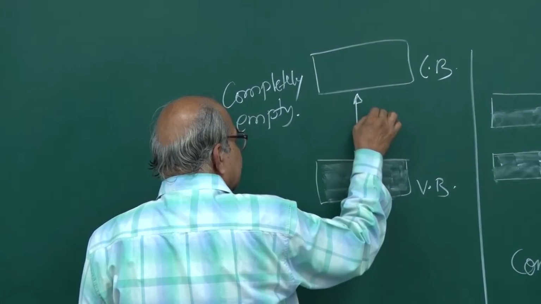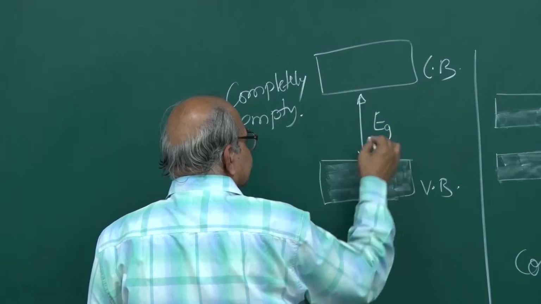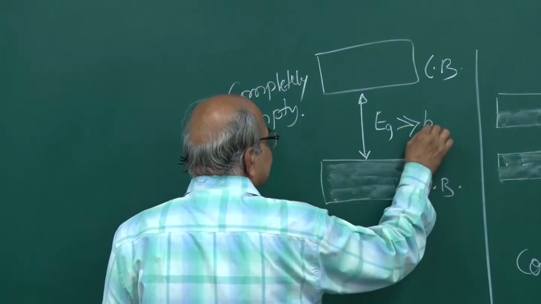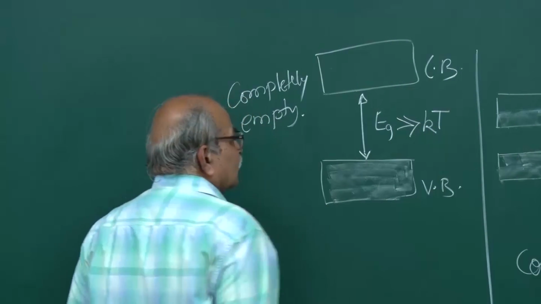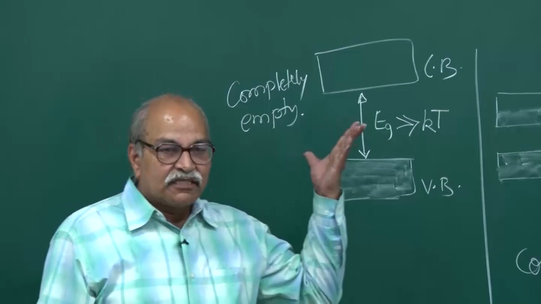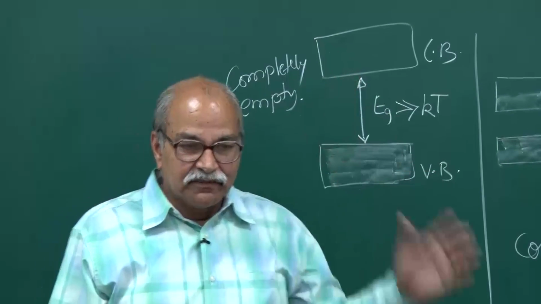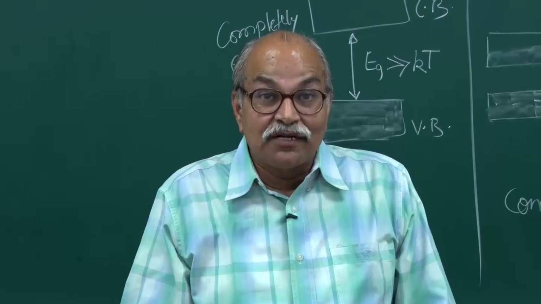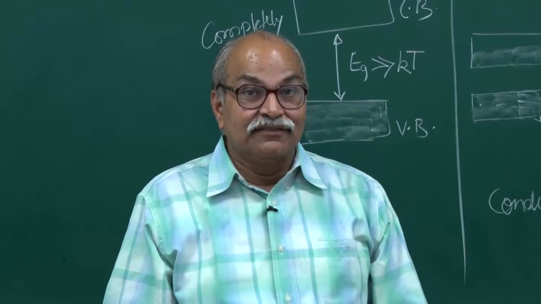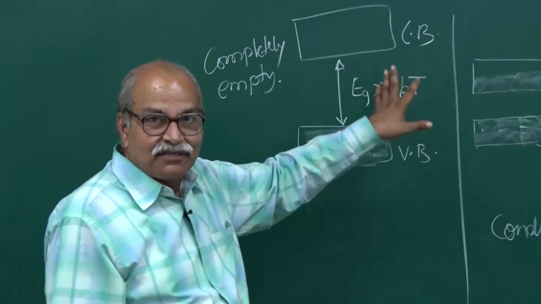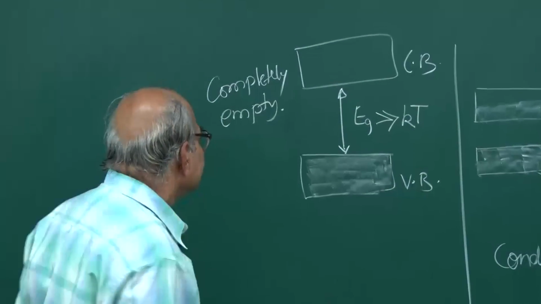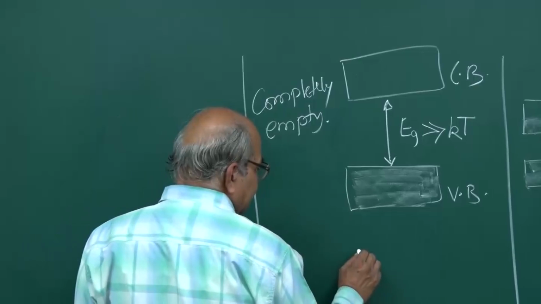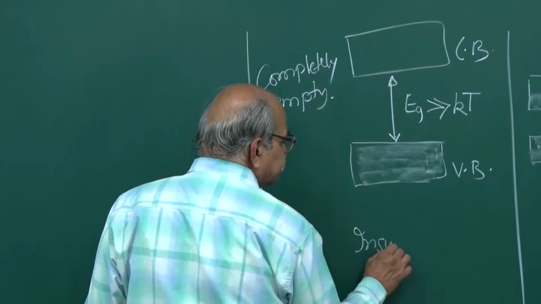I'll just tell you what I mean by large. Large means it is much larger than kT. And when I say much larger, that means, let us say, something like 100 times or 200 times. 5 times, 10 times is not large. So this kind of material is an insulator.